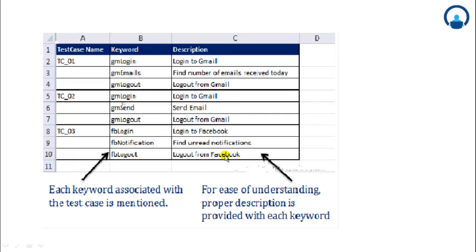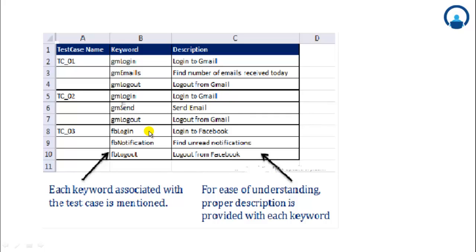Now once you do that, once you identify the area where your script has the functionality, you can assign a unique keyword to the functionality. For example, I've assigned login to Gmail as GM login. Okay, so GM login is a keyword. Now to find the number of mails received today, I've assigned GM emails. Similarly for the other functionalities, I have assigned some keywords. So I'm assigning a single keyword for each and every functionality.